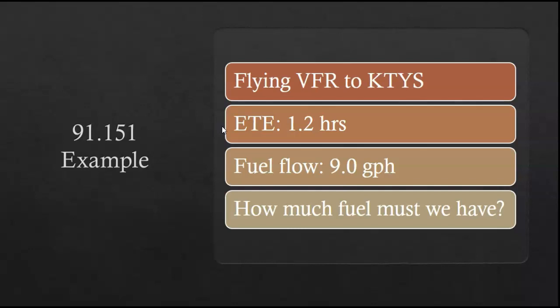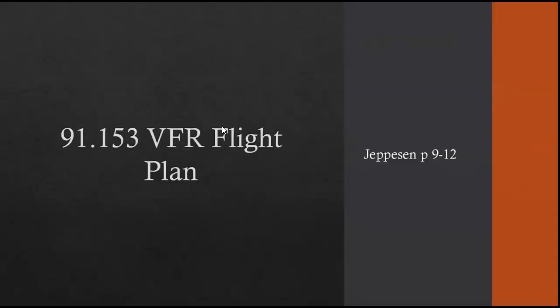What's our minimum fuel? Well, if we're burning 9 gallons an hour, we'll burn 10.8 gallons in 1.2 hours. MTSU requires us to have enough fuel to fly to our destination plus another hour. If we fly another hour, that'll be 9 gallons of additional fuel. So our minimum fuel for this flight would be 10.8 gallons plus the 9 gallons of reserve fuel for a total of 19.8 gallons.